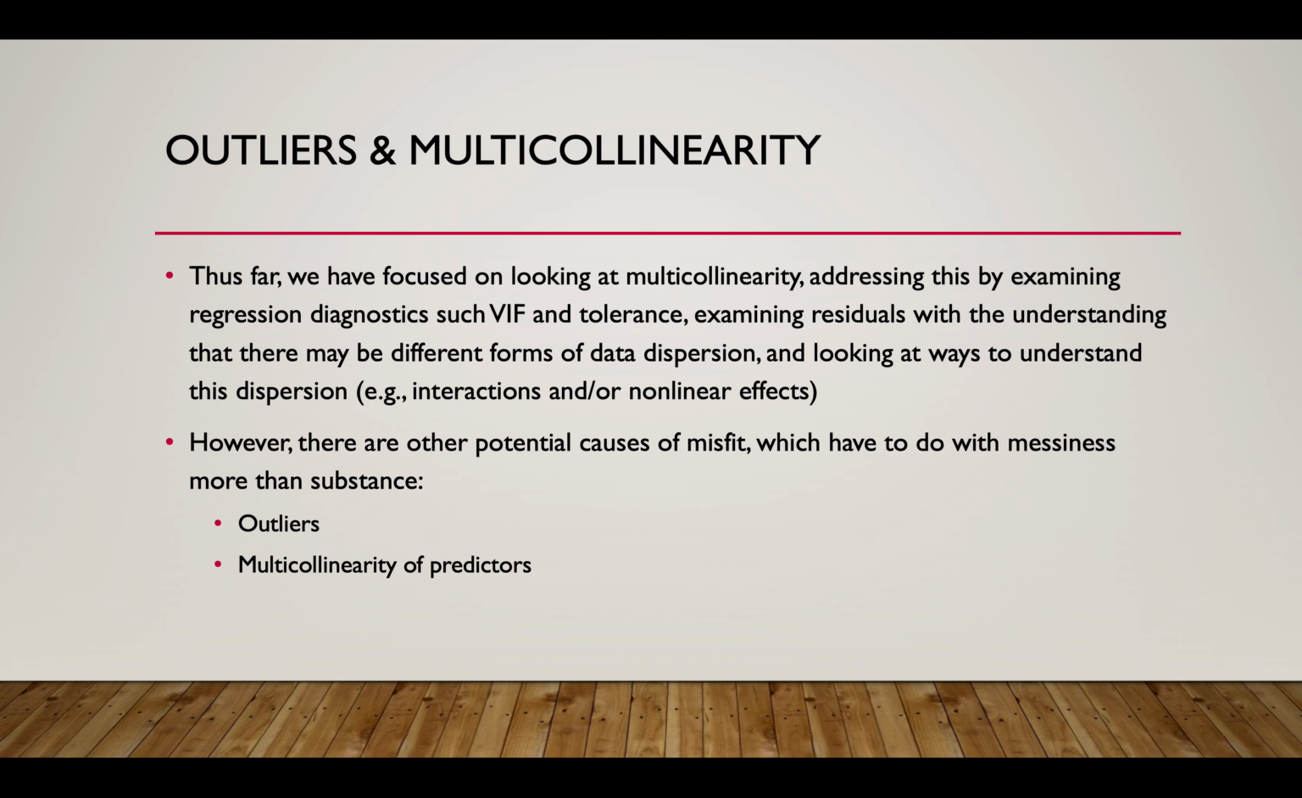So let's start. So far in this course, we've talked a lot about multicollinearity and ways that we can address it if it's a problem within our models. Some of the things we've talked about are regression diagnostics such as the variance inflation factor and tolerance. Recall our thresholds there are 10 and 0.1. We also examined residuals with the understanding that there might be different forms of data dispersion. They may not show homoskedasticity, which is what we're looking for. We might see what's called heteroskedasticity.